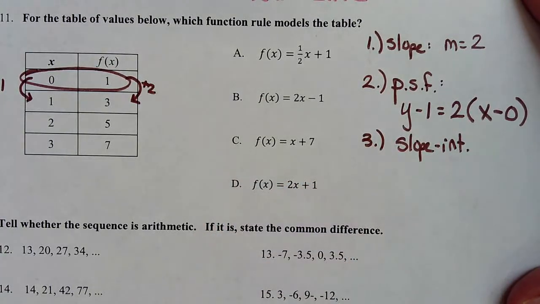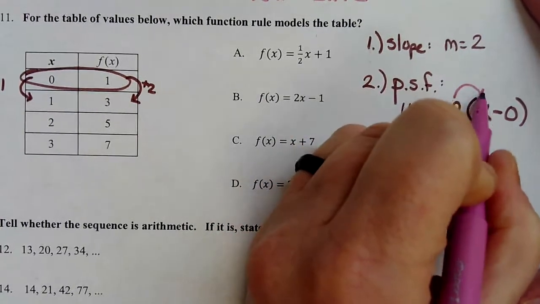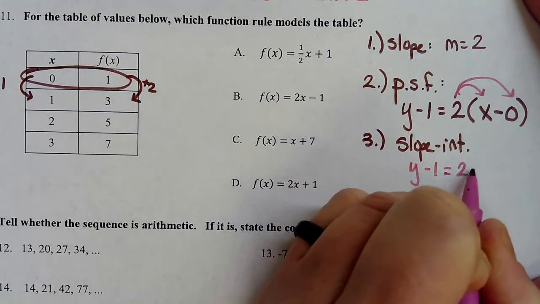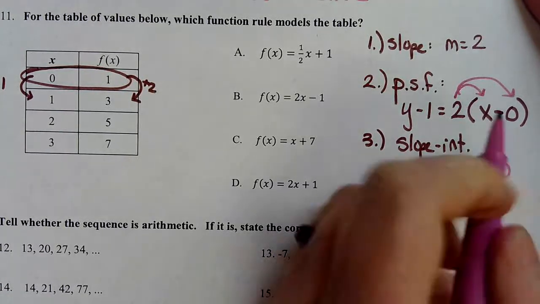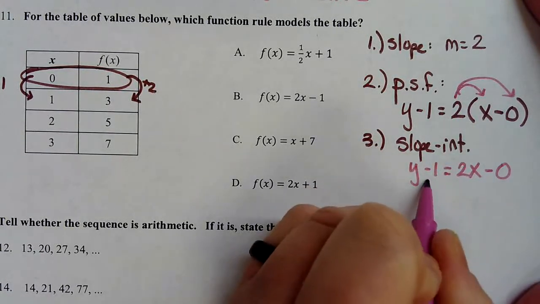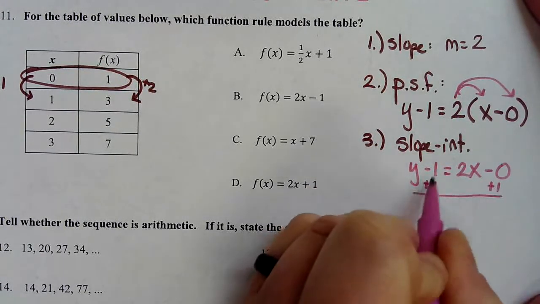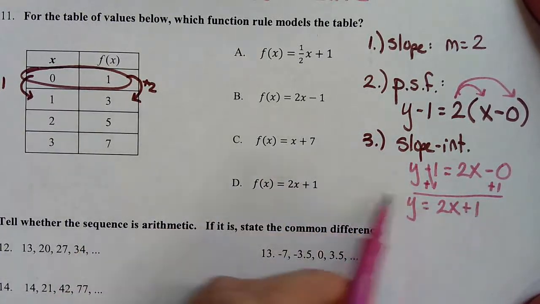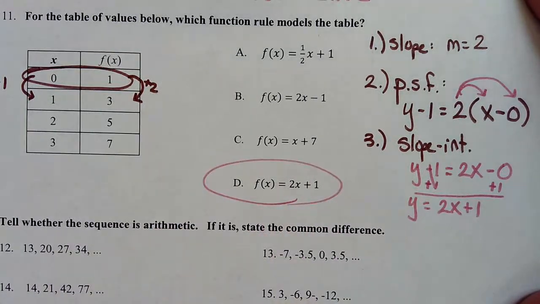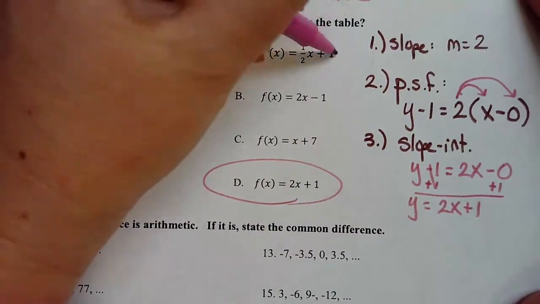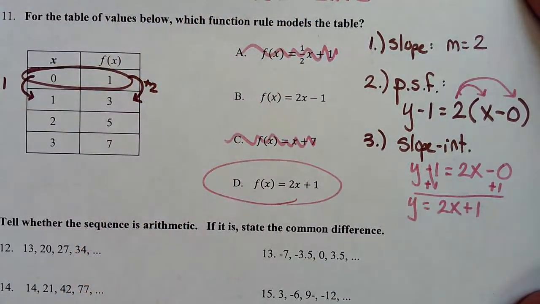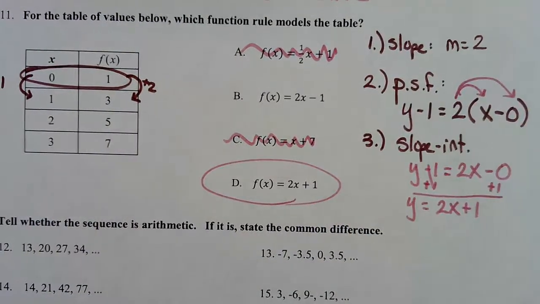To convert to slope-intercept form, you're going to distribute, and you get y minus 1 equals 2x minus 0, because 2 times 0 is 0. Then you're going to add 1, and you get y equals 2x plus 1. And immediately, if you look over here, there's your answer. Honestly, if our slope is 2, we could immediately get rid of this one and this one, because these are the only two that are left.